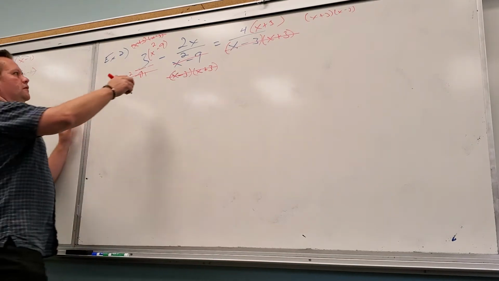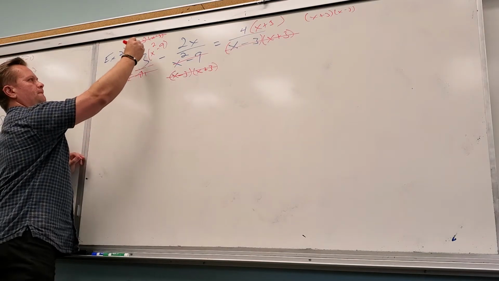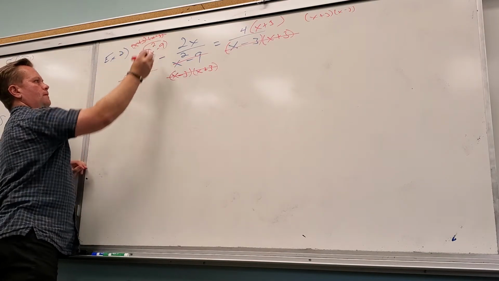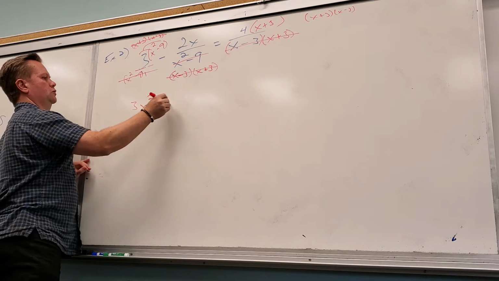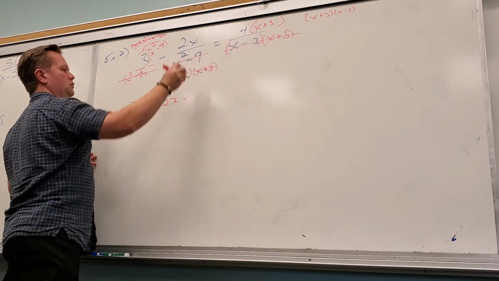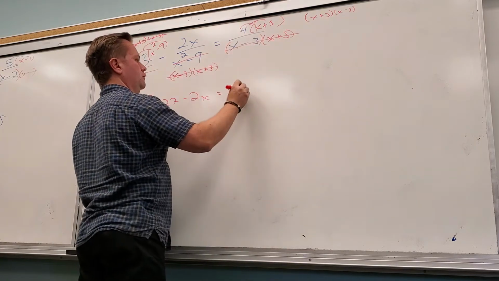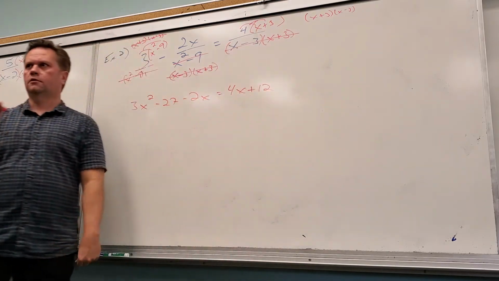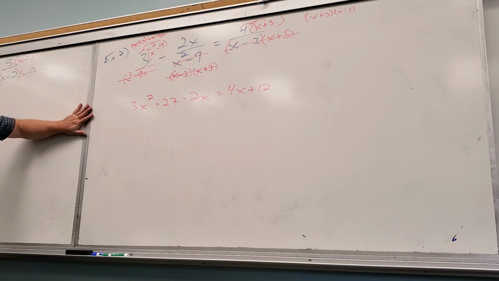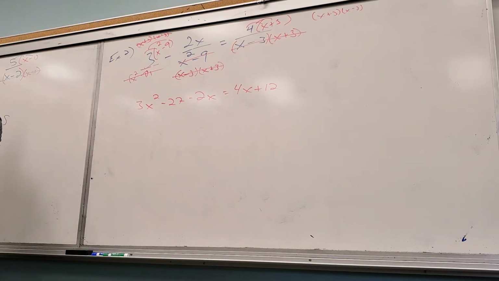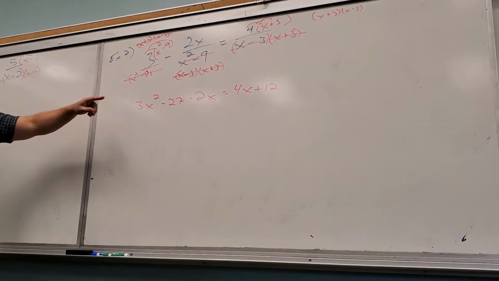Okay, so let's see. What do we get over here? What's left alive? 3x squared minus 27 minus 2x equals 4x plus 12. Now, trying to make this up on the fly, I might have lucked into it working, but I would have put $100 on I didn't. I'm a teacher, so that's saying a lot.